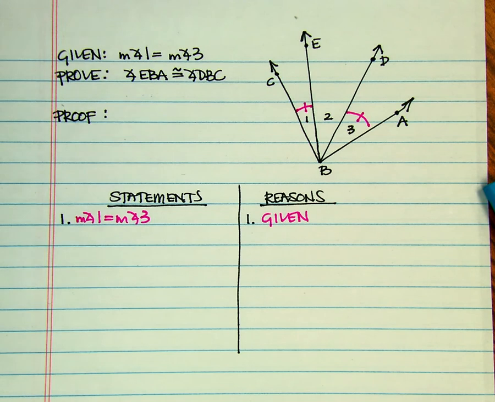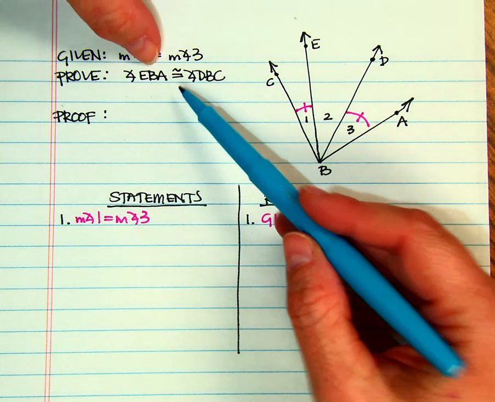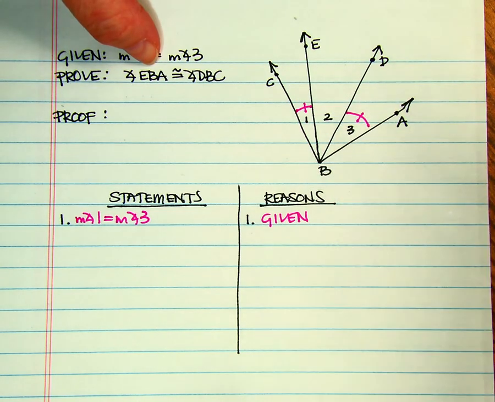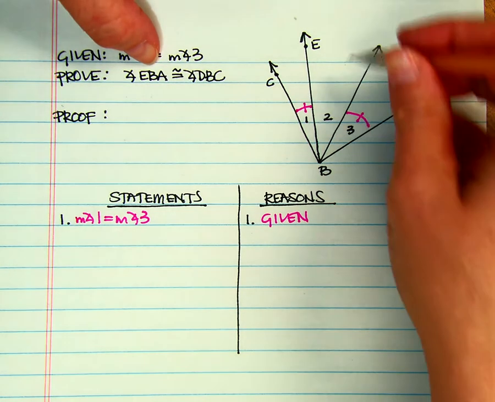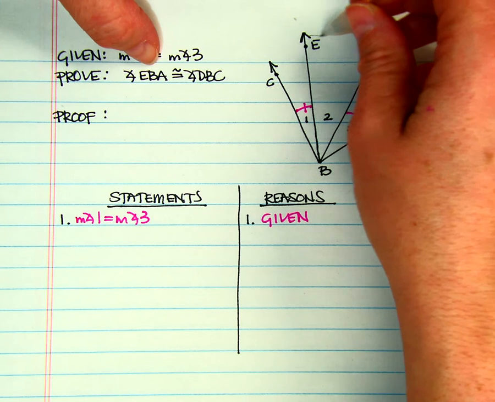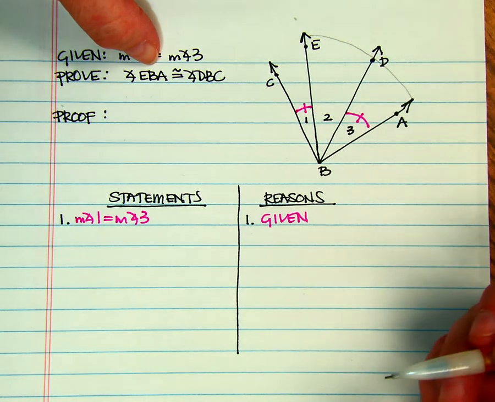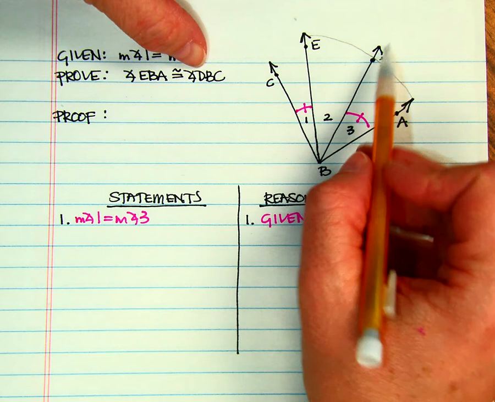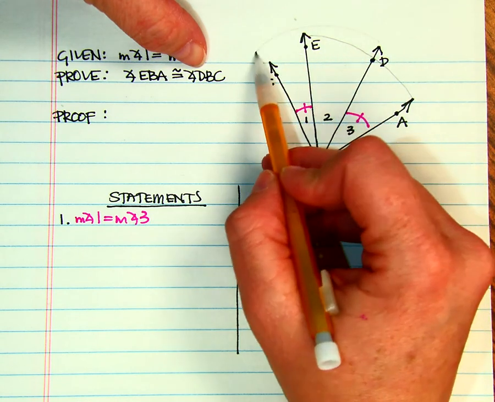Angle 1 equals angle 3. Okay, so I'm kind of stuck. So I'm going to look at my prove. EBA, I'm trying to prove, so I can't mark it on my diagram because I don't know it for a fact though. I'm going to do it in pencil. I'm looking for EBA, that whole angle, equaling or being congruent to DBC, which is that angle.